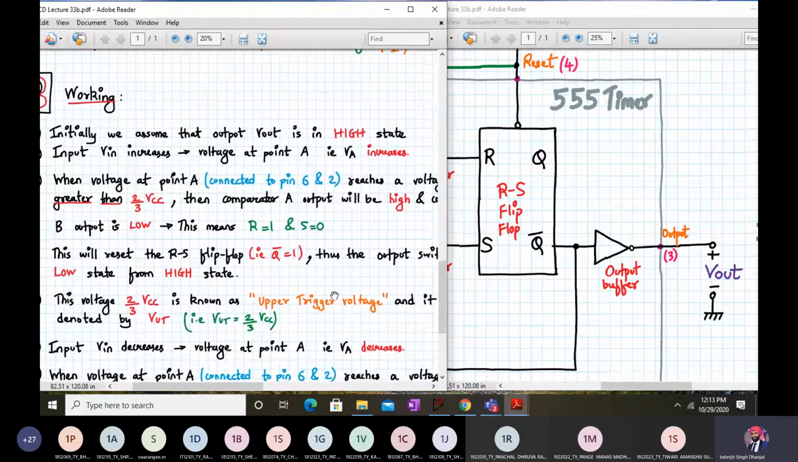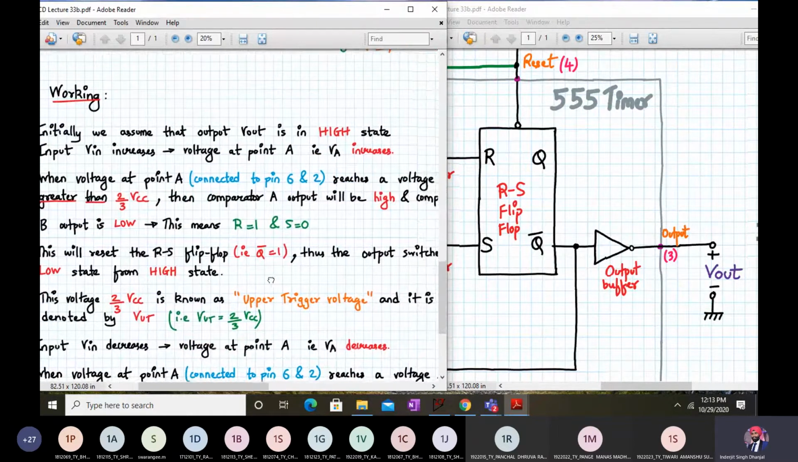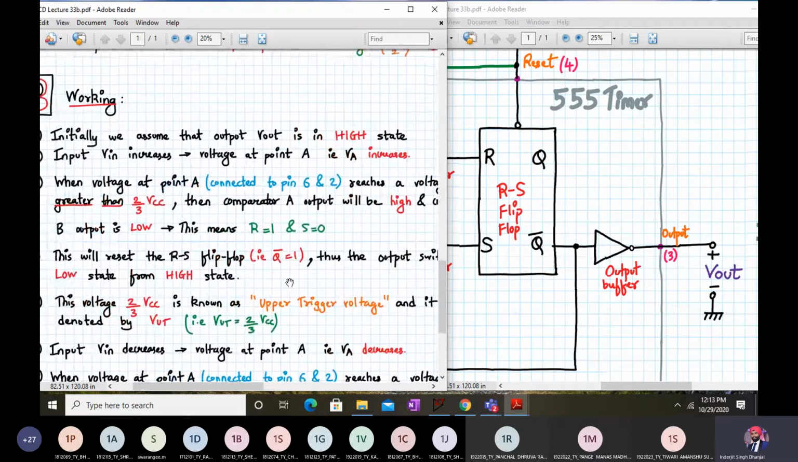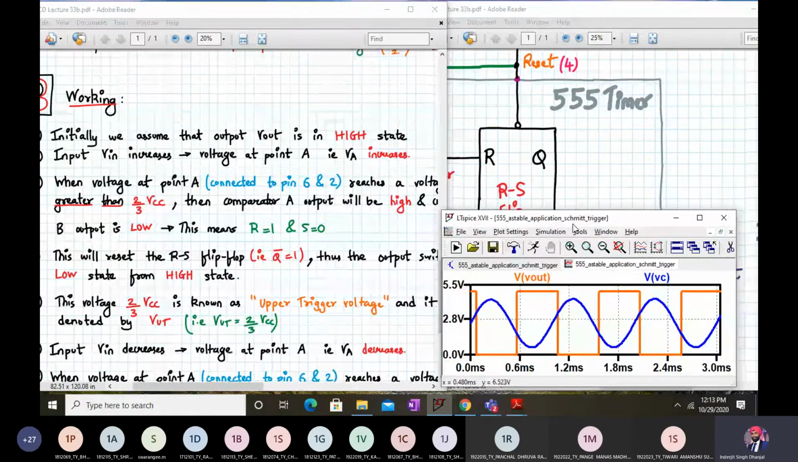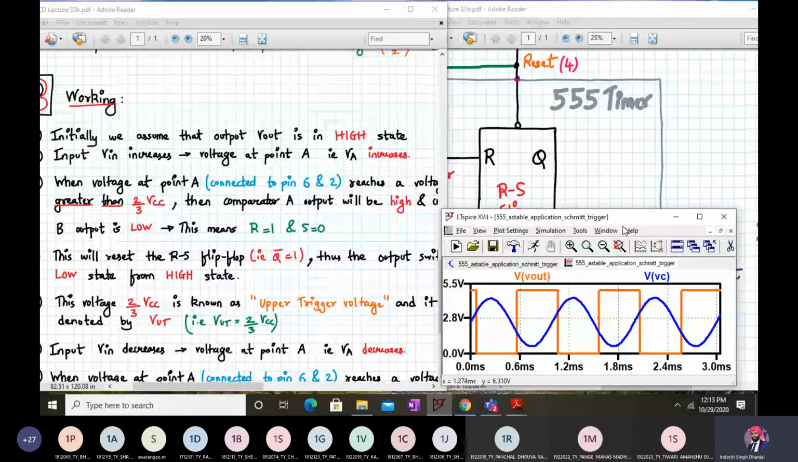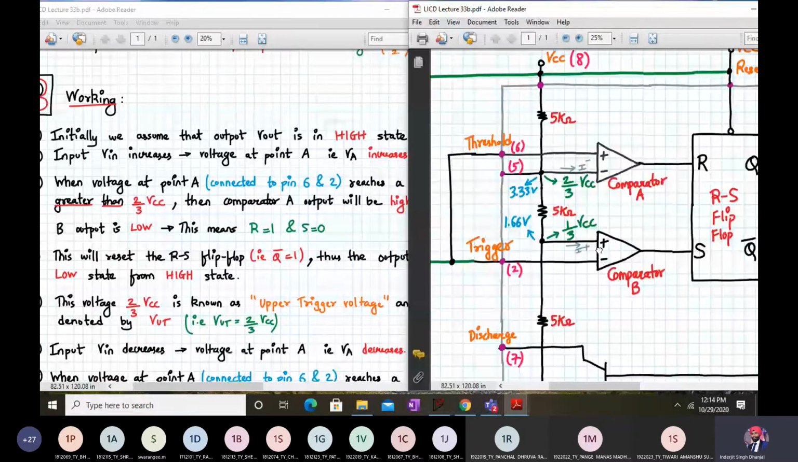So this will reset the RS flip-flop. Thus the output switches to low state from high state whenever the voltage at point number A reaches greater than 2/3 VCC. So that is what we observe over here. Whenever this blue line, the input, tries to increase beyond 2/3 VCC, my output will change state from high to a low value. So that's what has been described over here. I hope that this is clear now. Okay, let me explain the other case and then we'll wind up for this working.